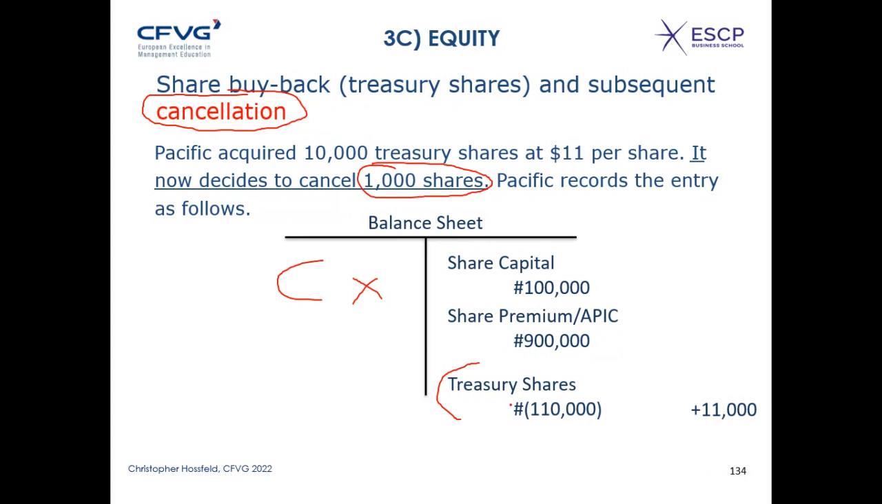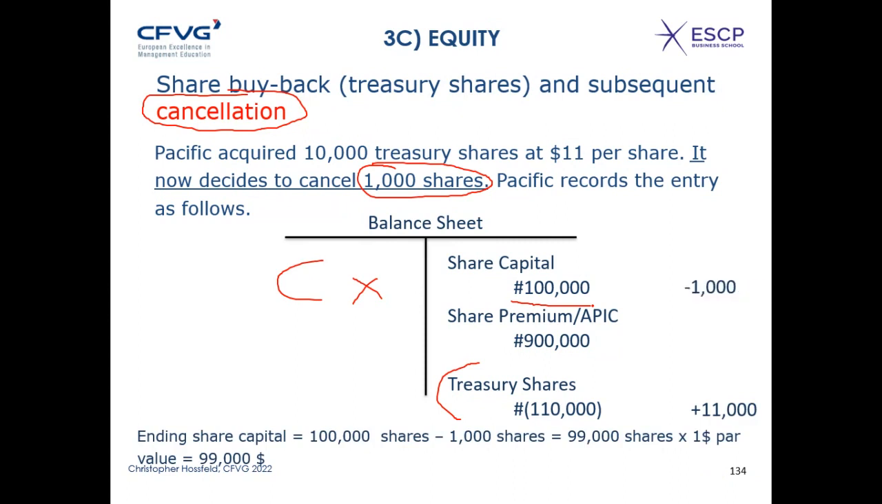On the other hand, now I need to reduce my share capital. Why? Well, because the share capital is based on 100,000 shares with a par value of €1. But now the number of outstanding shares or issued shares decreases by 1,000. That means here I need to reduce the share capital amount by 1,000. Remember, the par value is €1. So there are 1,000 times €1 shares less, and overall 99,000 shares are remaining. So I take that out.